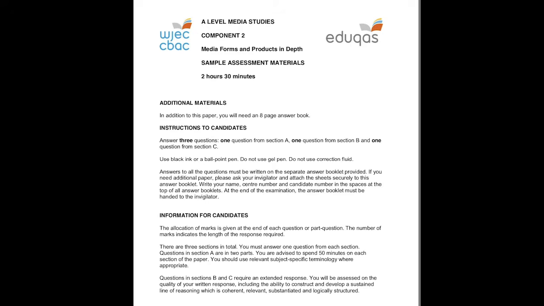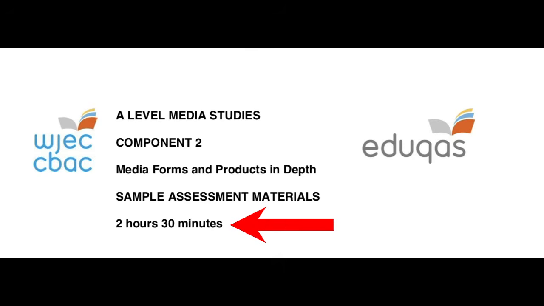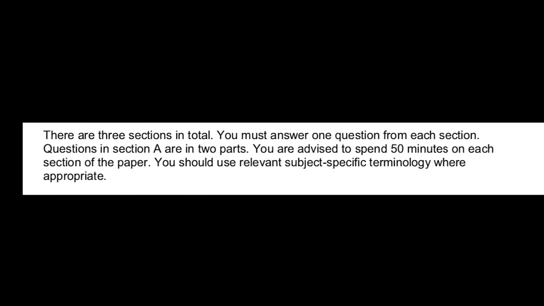So as you can see on the screen here, what we've got is a sample paper for Component 2 on the A-level Media Studies exam. The good thing is that it does give you the timing at the front. So it says that the paper is going to be 2 hours and 30 minutes. So it gives you a little bit of information about the exam paper.